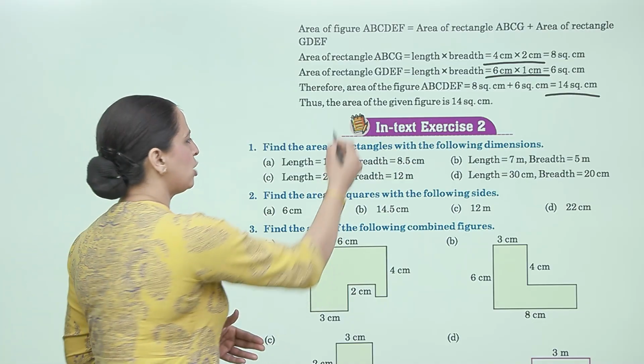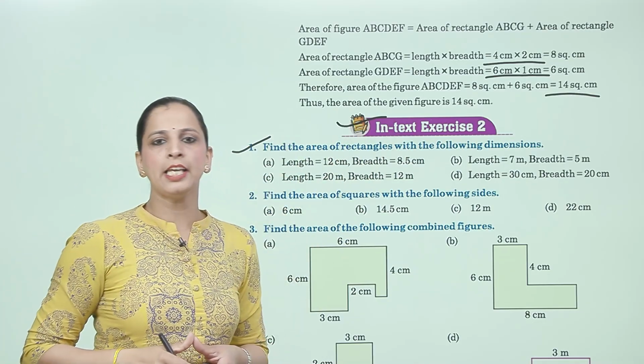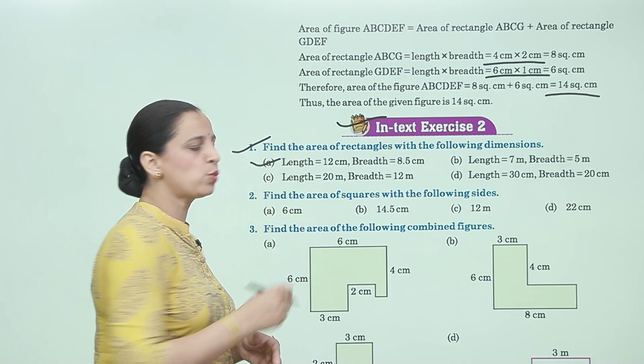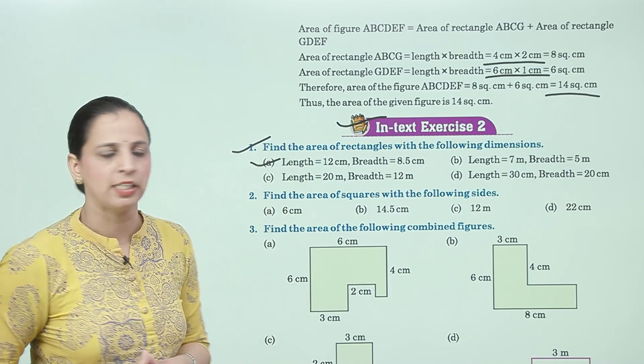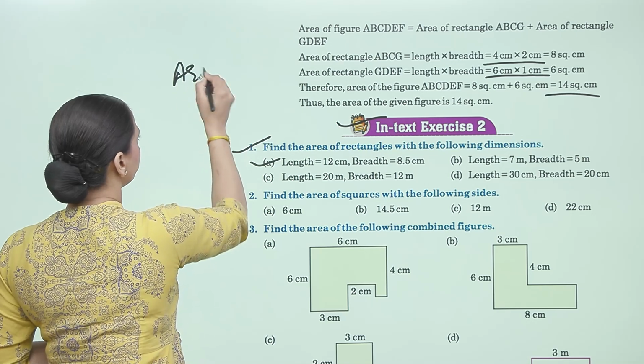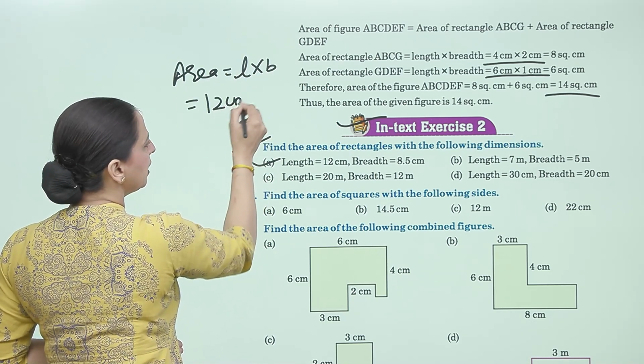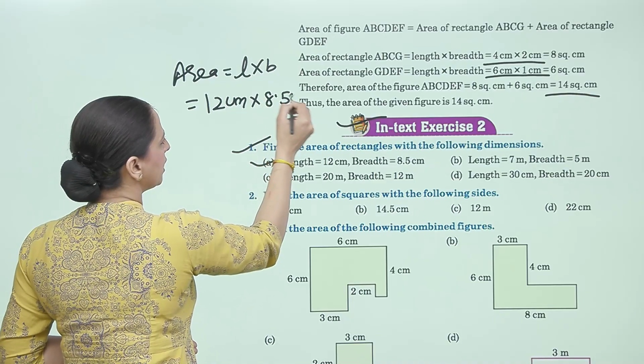Now, in Text Exercise 2, question number 1, find the area of the rectangles with the following dimensions. Now, first is length is 12 centimeter, breadth is 8.5 centimeter. So, area is length into breadth, that is 12 centimeter multiplied by 8.5 centimeter.